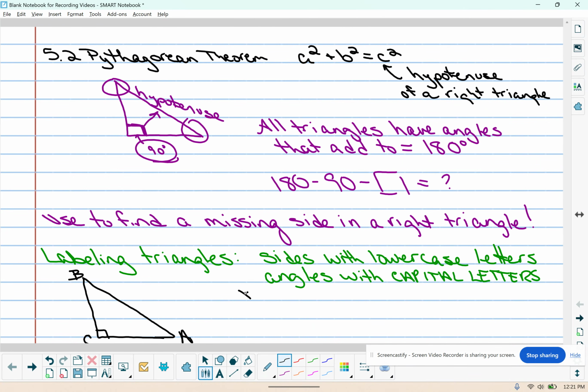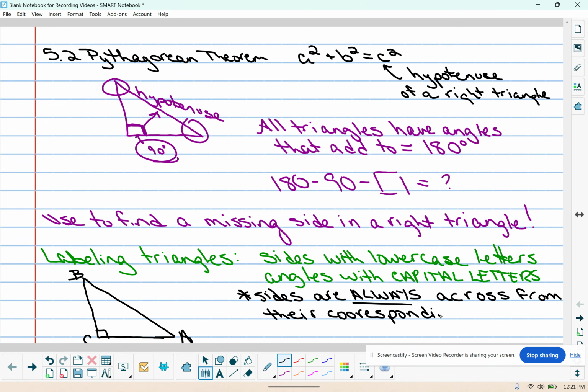And then note that your sides are always across from their corresponding angles. So side A is across from angle A, and side B is across from angle B. Side C, that's why angle C is always our right angle, is always your hypotenuse.